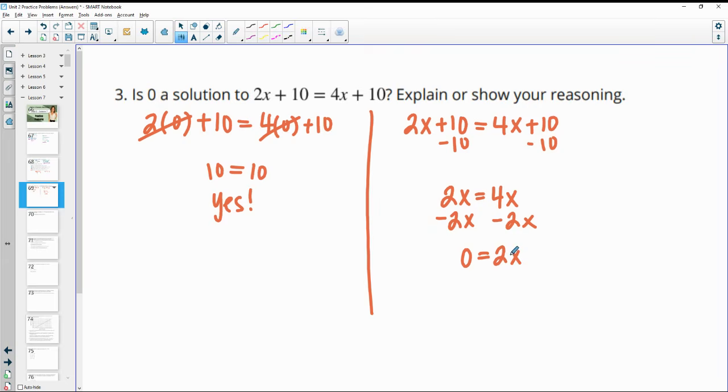Then we want to get x by itself, and we have this 2 times x, so we want to divide by 2. 0 divided by 2 is 0. 2x divided by 2 is 1x, so just x. And then we see that x equals 0 is a solution. So either way would prove that it's a solution.